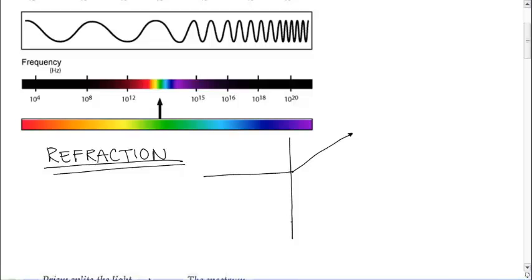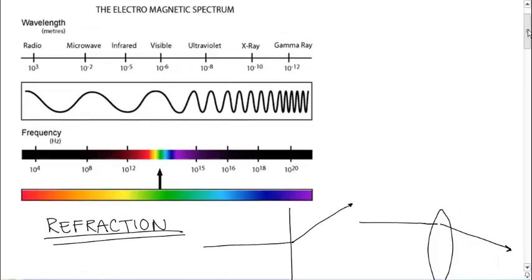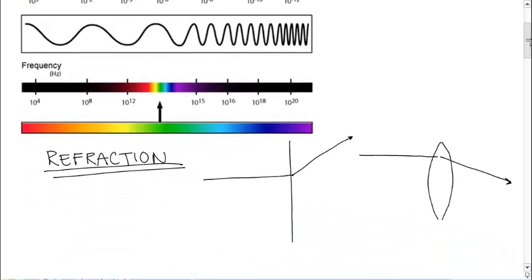We saw that most frequently with lenses. We looked at converging lenses and diverging lenses. So we know that when light hits some kind of new material, whether it's going from air to glass, or glass to air, or glass to water, or water to glass, so on and so forth, it bends. And that's called refraction.